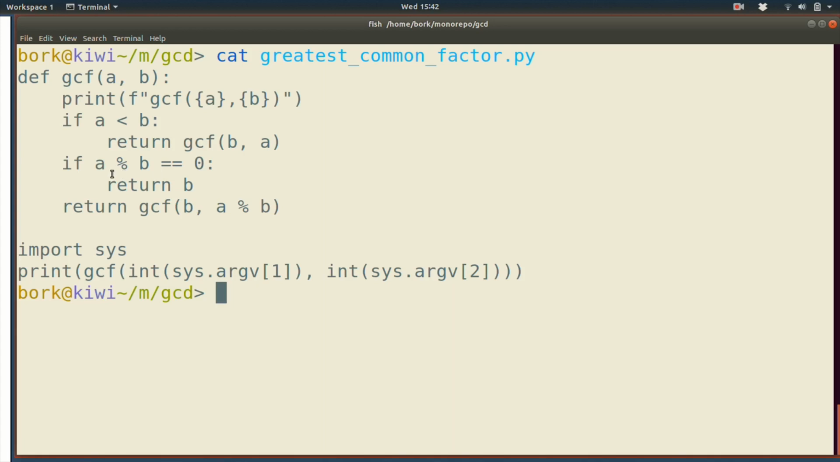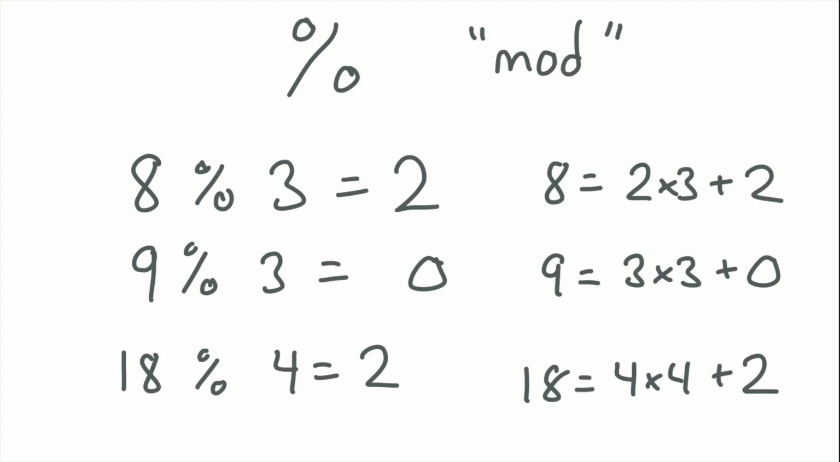The second case is, I'm using this modulo sign. Let's actually talk about what that means really quick. What this percent sign means, what this operation does, is it divides the first number by the second number and takes the remainder. So 8 modulo 3 is 2, because 8 is something times 3 plus 2. If you divide 8 by 3, you get 2 and the remainder is 2. 9 modulo 3 is 0, because 9 divided by 3 is 3, and then the remainder is 0. 18 modulo 4 is 2, because 18 is something times 4 plus 2.